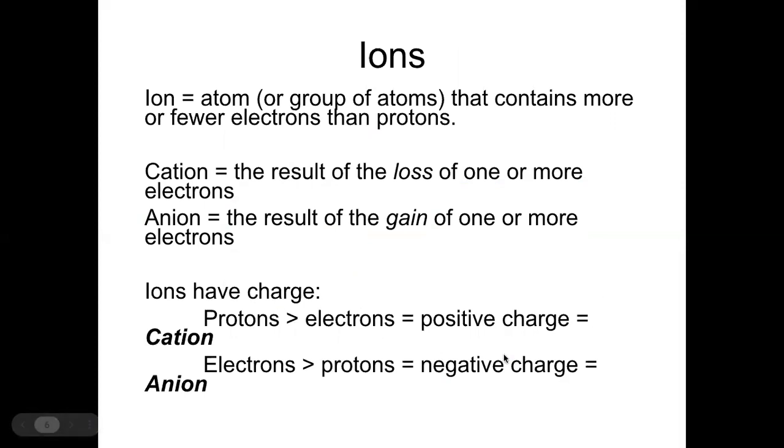If you use these simple equations here, if you have an atom that has more protons than electrons, then you're going to have a positive charge. Remember, protons have a positive charge, electrons have a negative charge. So if you have more protons, then you're going to be more positive, and that is what we call a cation. If you have more electrons than you have protons, because electrons have a negative charge, then the overall atom is going to have a negative charge, and this is what we call an anion.